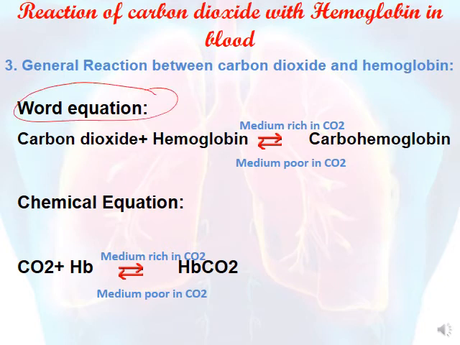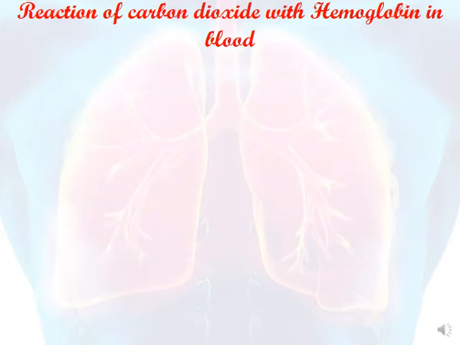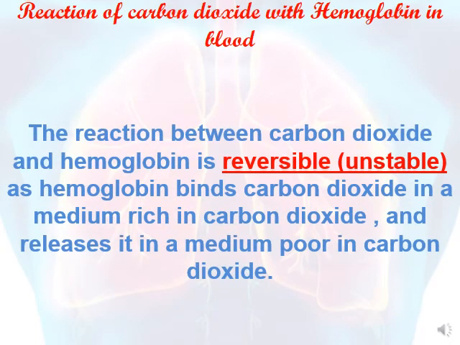Overall word equation: carbon dioxide plus hemoglobin, in the medium rich in CO2, gives carbohemoglobin, whereas carbohemoglobin in the medium that's poor in CO2 gives hemoglobin plus carbon dioxide. This is the word equation, and this is the chemical one. So you also have to know that the reaction between carbon dioxide and hemoglobin is reversible. It's unstable, where hemoglobin binds carbon dioxide in the medium that's rich in carbon dioxide and releases it in the medium that's poor in carbon dioxide.